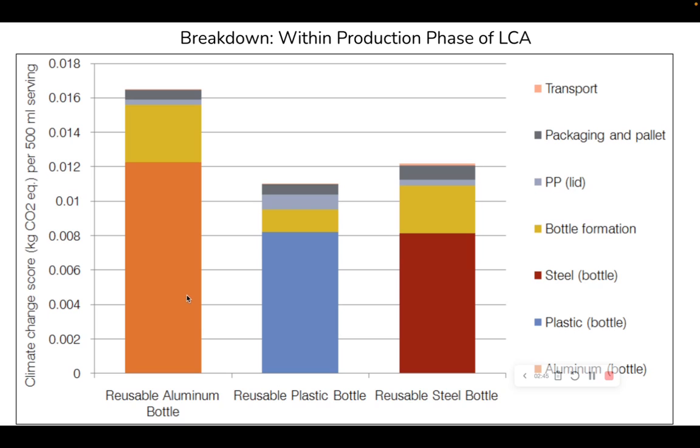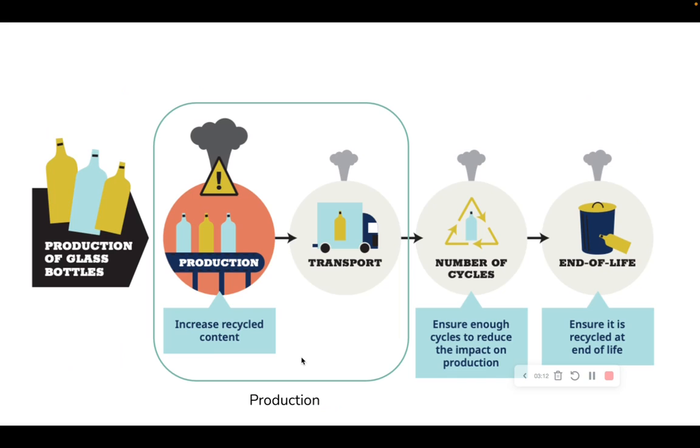What we can see here is that, similar to the previous chart that we looked at, the actual resource here, getting the aluminum, getting the plastic, or getting the steel, is the biggest part of the production phase. And then the formation of the bottle is another big part, and then the packaging and the lid as well. And transportation is relatively small. So what we can see is the production phase has by far the biggest impact, with the use and post-use or end of life a relatively small part of the overall life cycle of bottles.